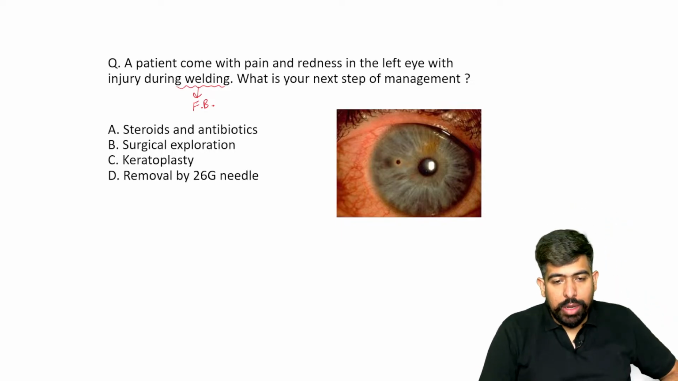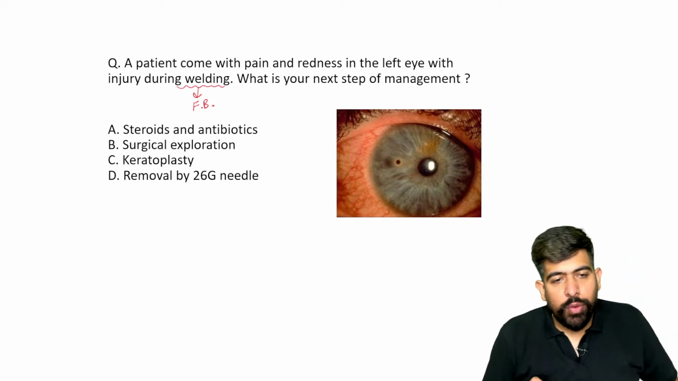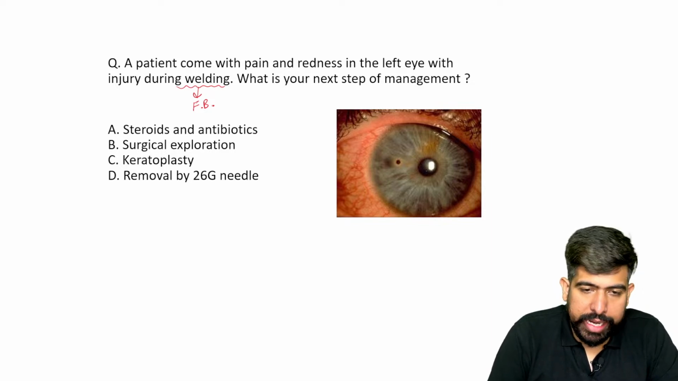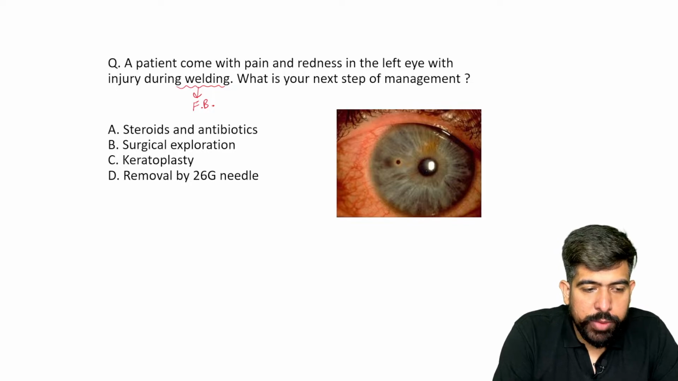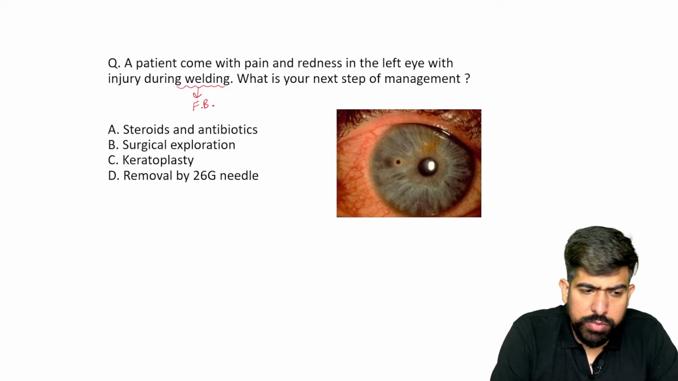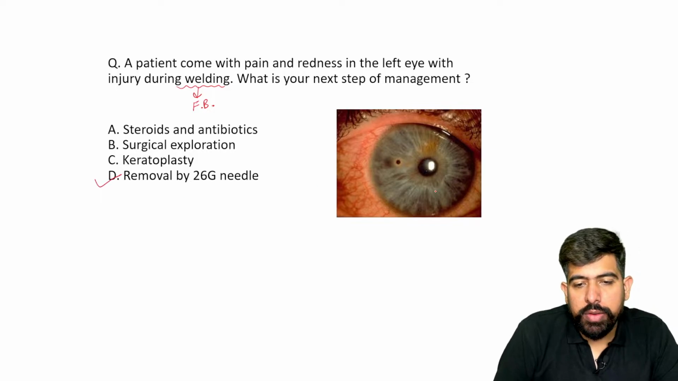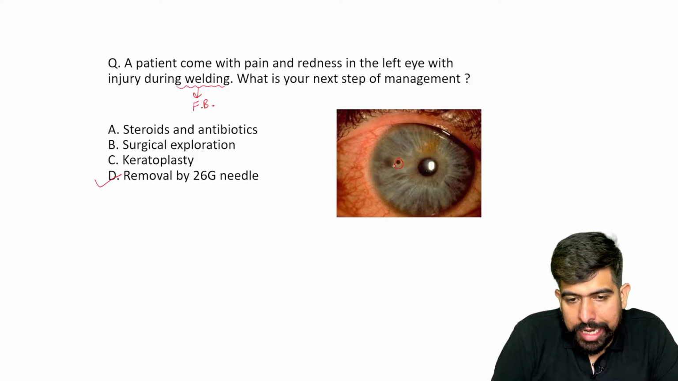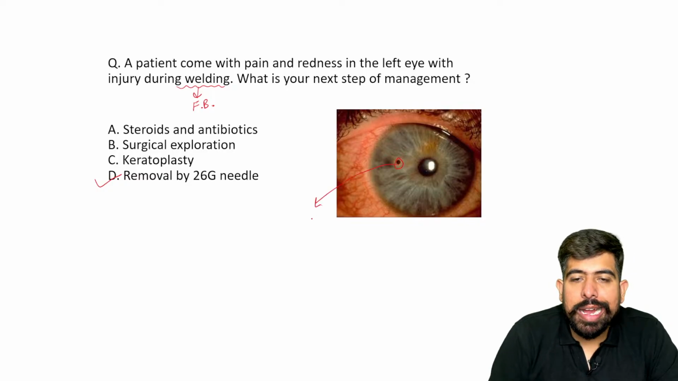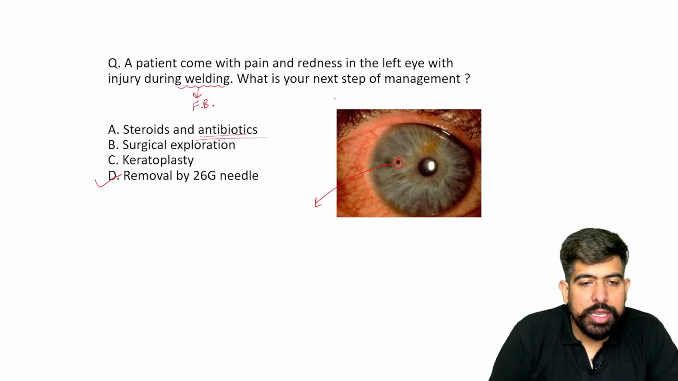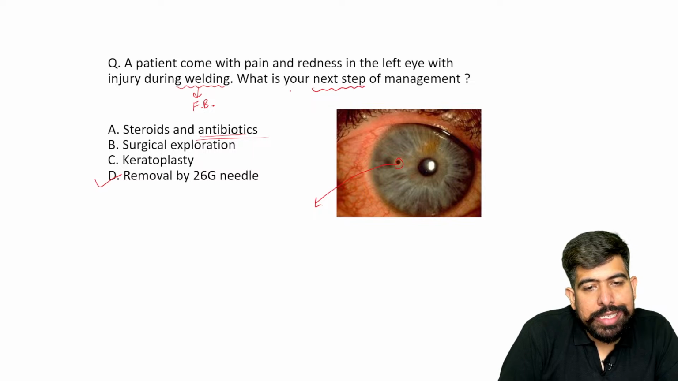If the foreign body is there, now listen to this part carefully, guys. What is our management saying? The management says first of all we have to remove it. So the answer here, please remember, is removal by the 26 gauge needle. First of all, I have to remove this foreign body, and after removing it, now I have to give the antibiotics and steroids.